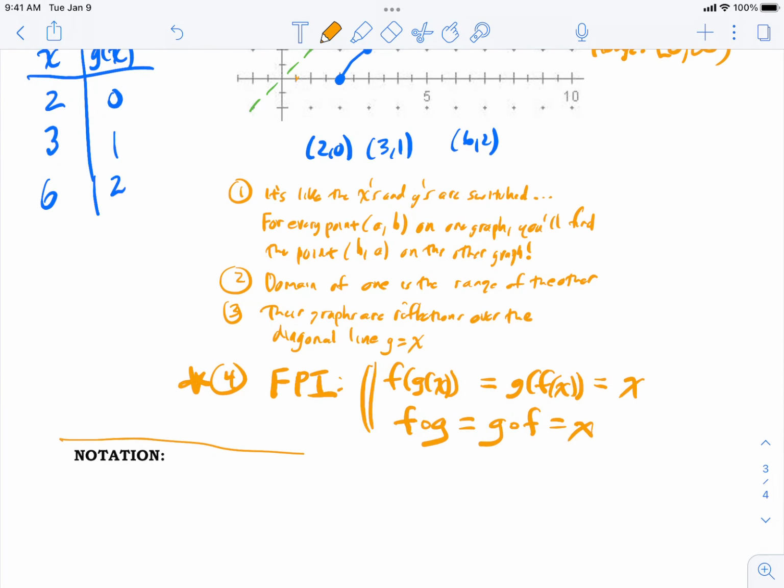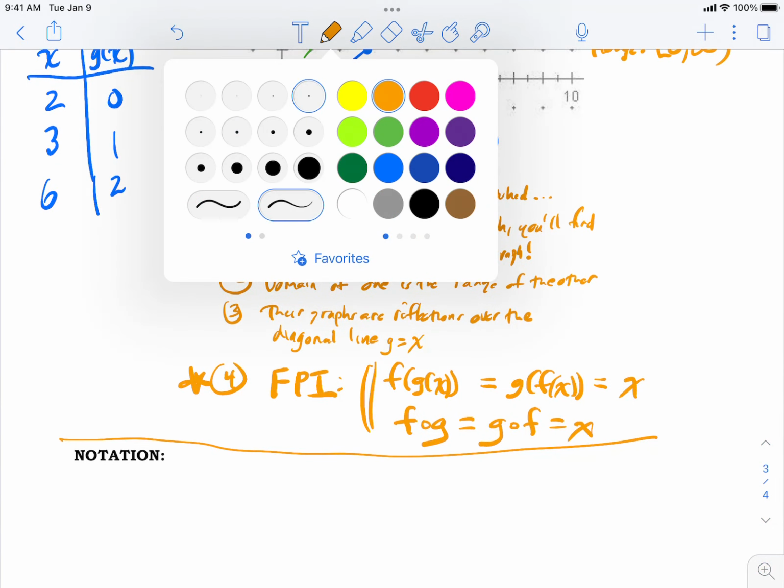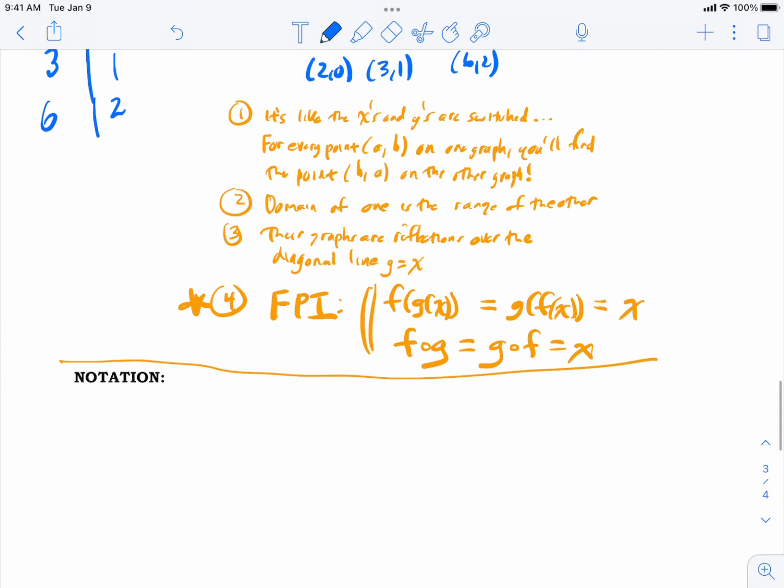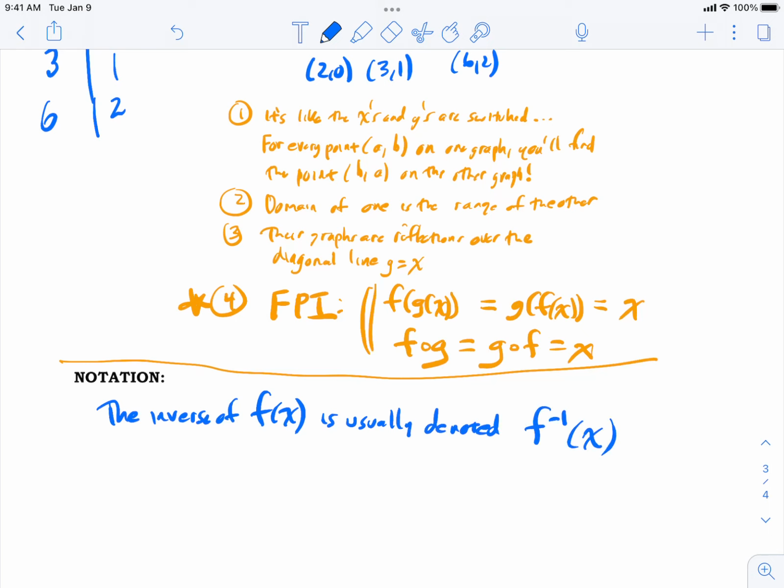So speaking of notation, just add a little thing here. If you have an inverse function, the inverse of a function f of x, we don't usually call it g. We usually give it a special name. It's usually denoted like this. F with a little -1 there.